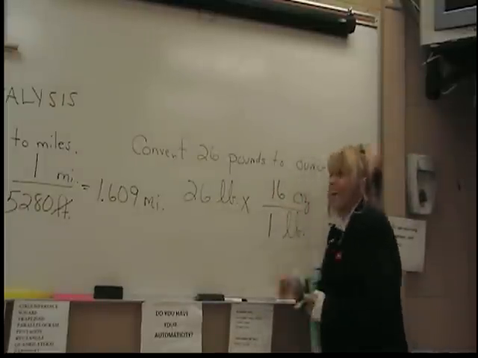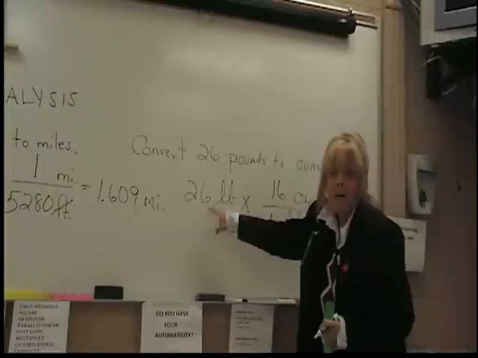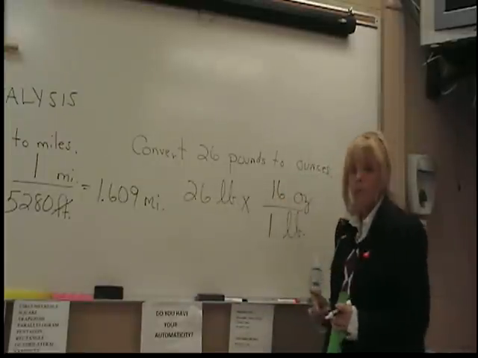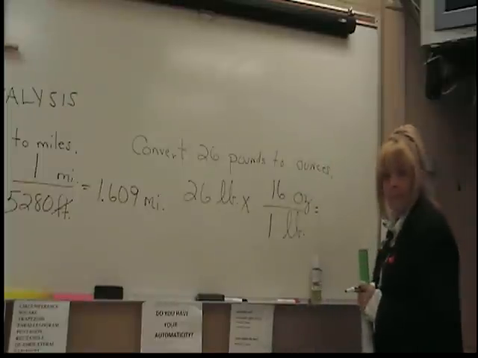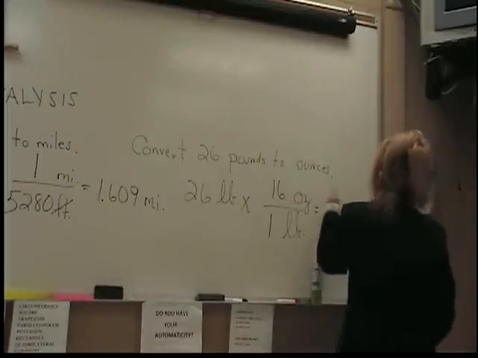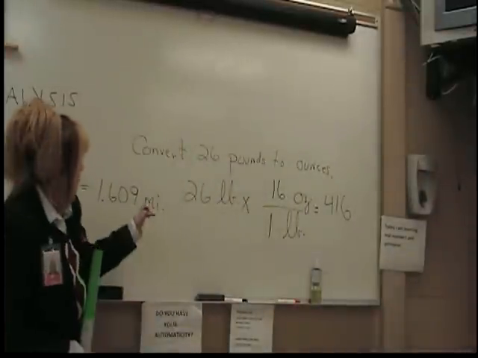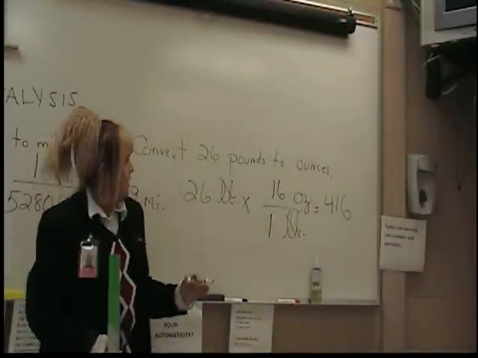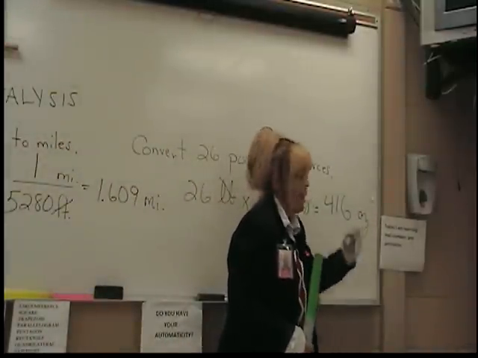Top times, down divide. Both of these are on the top, so you times them. Would you punch 26 times 16? See if you can get 416. 416. And then the label: we have a pound on the top, a pound on the bottom, gone. The only label left is ounces, so it's 416 ounces.